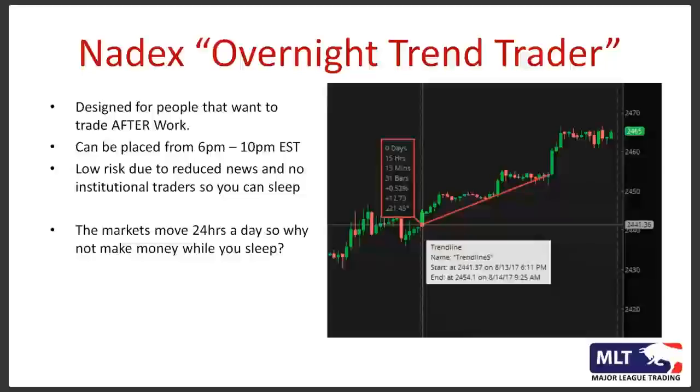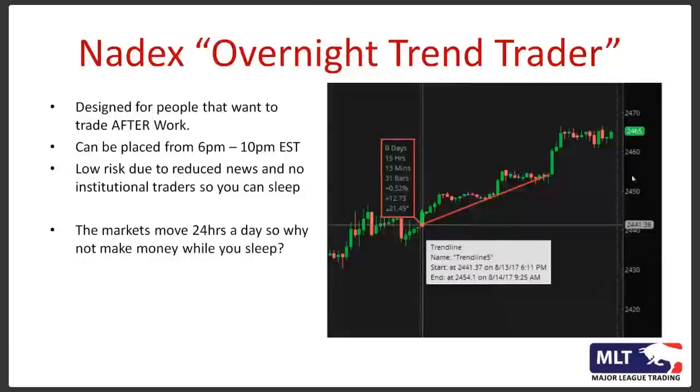Typically, a lot of these trades are very low risk because there's no news and there are no institutional traders out there. There are no market makers trying to make spreads. There's not a lot of volatility, so things tend to go, right? Markets move 24 hours a day, so why don't you make money when you sleep? That's kind of my saying for this one.